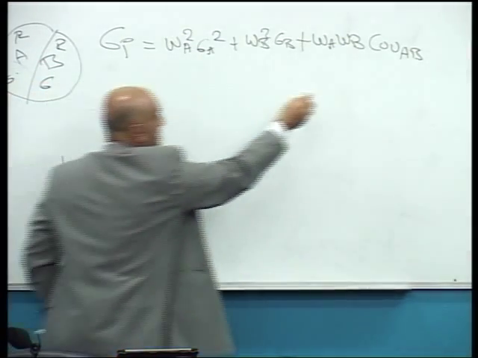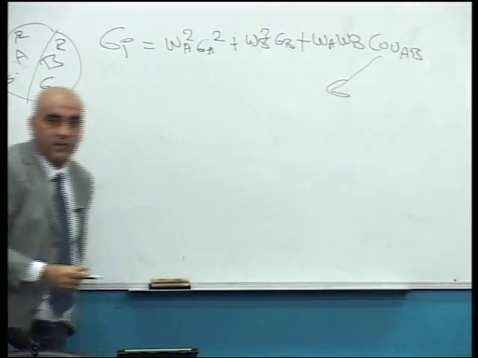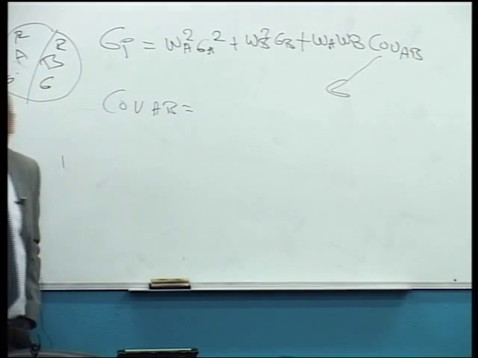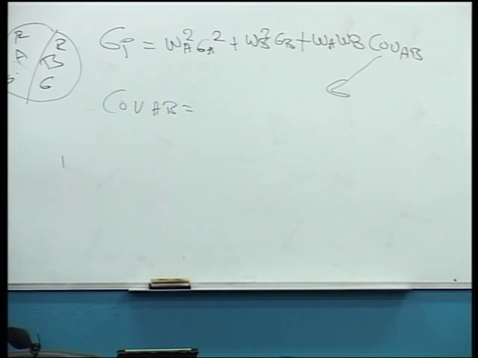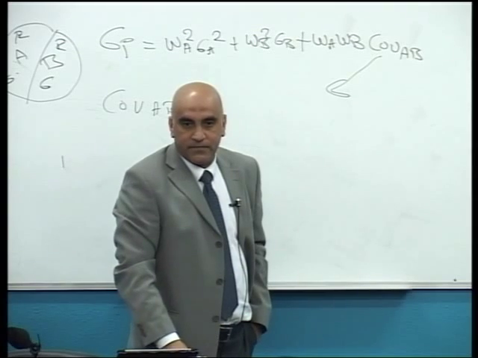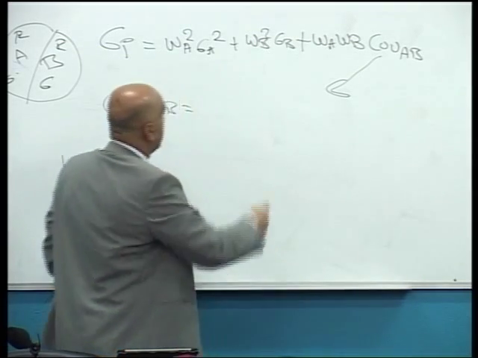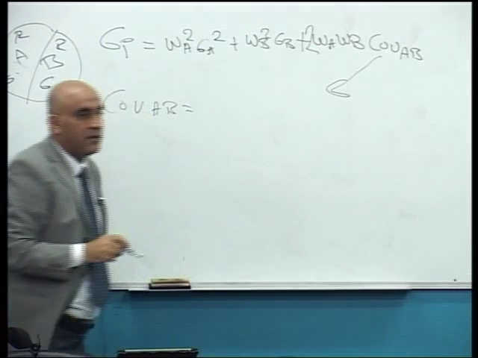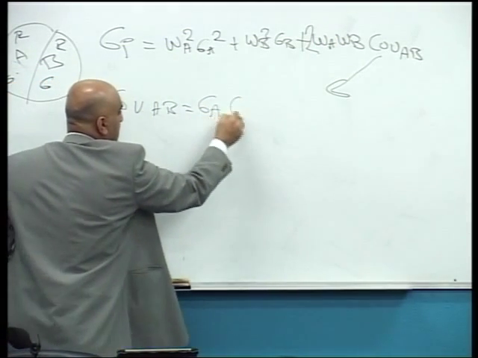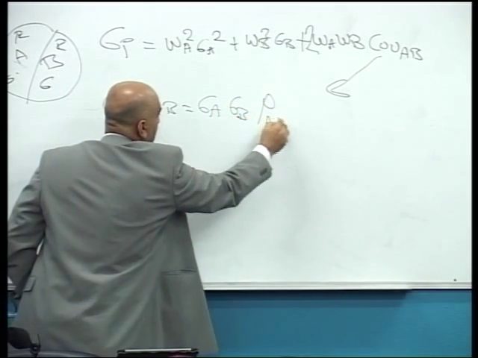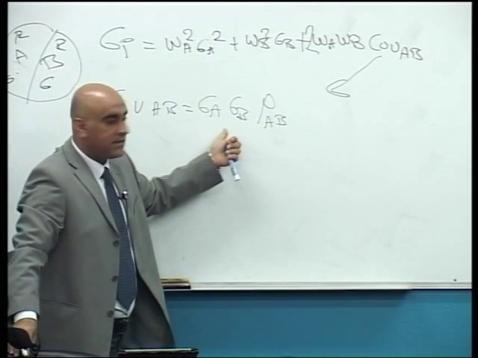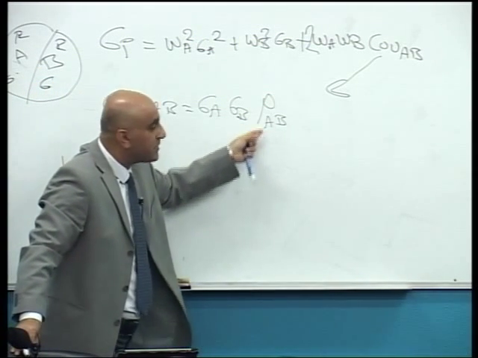Now let's deconstruct the covariance of A B. The covariance of A B, as I told you before, is the relationship between sigma of A and sigma of B. So sigma A times sigma B, rho A B: the standard deviation of A, the standard deviation of B, and the correlation between A and B.